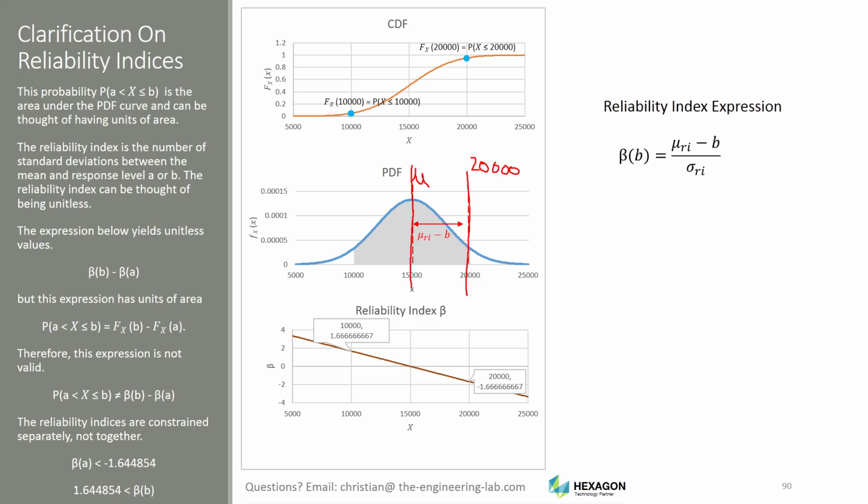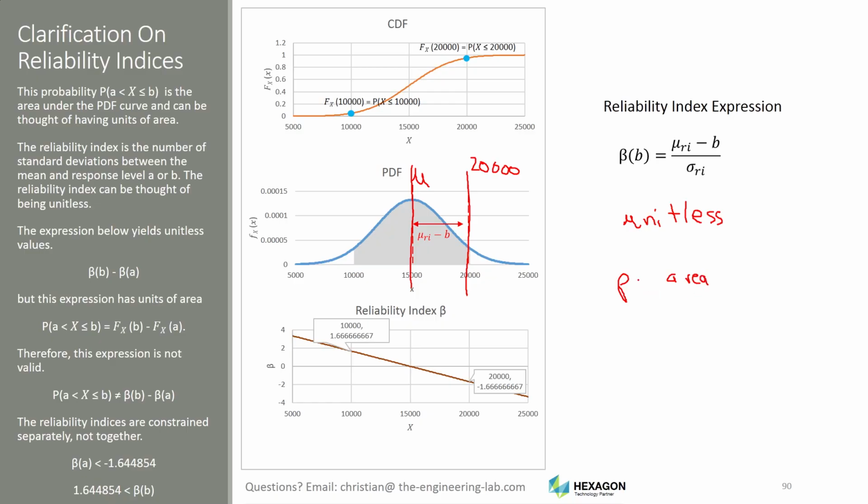So here it could be the upper bound or the lower bound. Now, an important thing about the reliability index is that it's unitless. There are no units associated with that, which contrasts with the probability, because the probability, which I'll call P, has area.